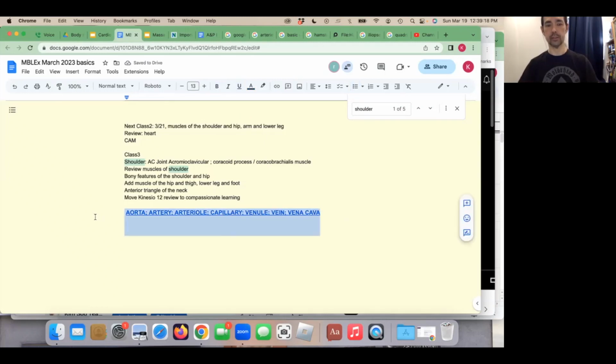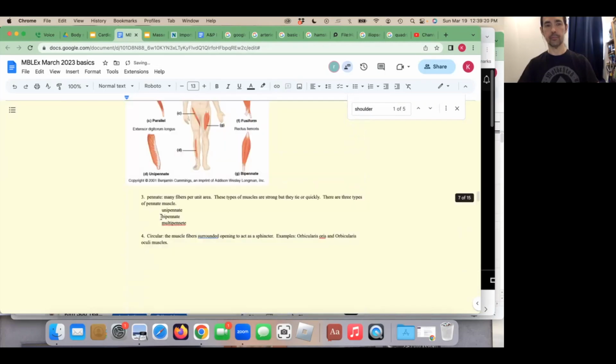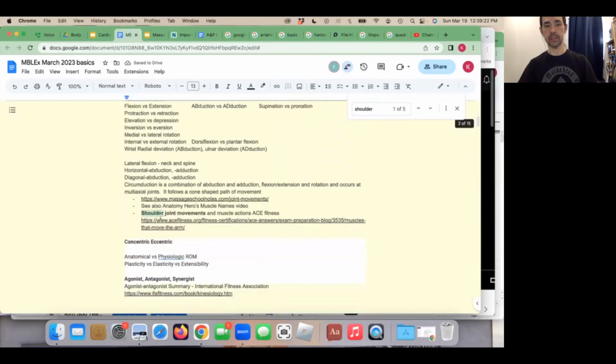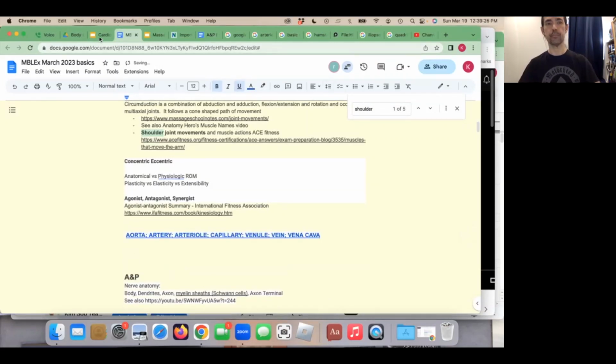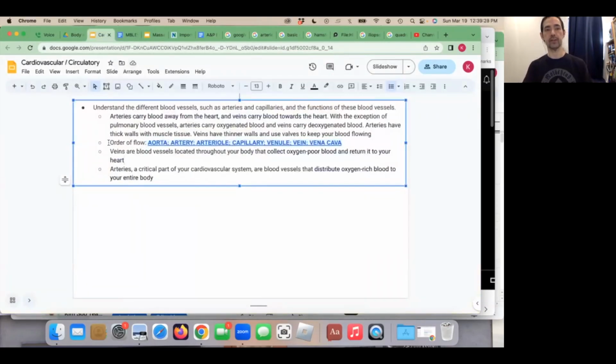Actually, let me put this up here in the basics. Let's learn, that's the order of the blood flow. So let's learn a little bit more about these. The aorta is the largest artery in the body. Arteries carry blood away from the heart, artery, away, letter A. And the veins carry blood towards the heart.